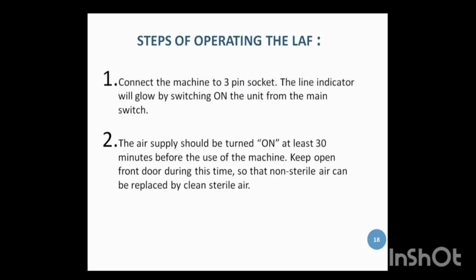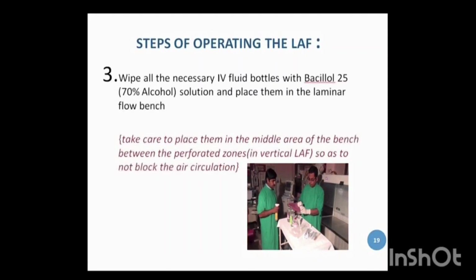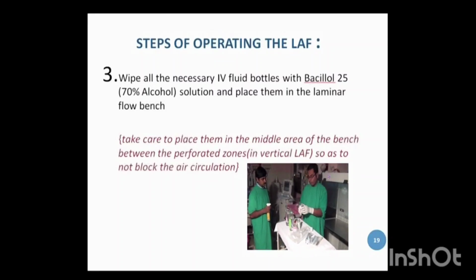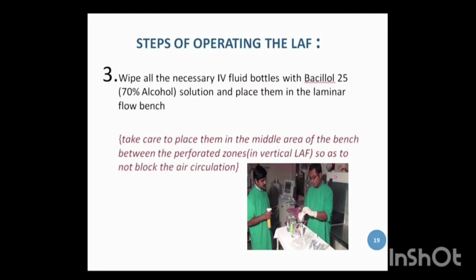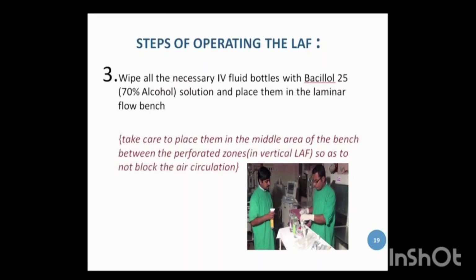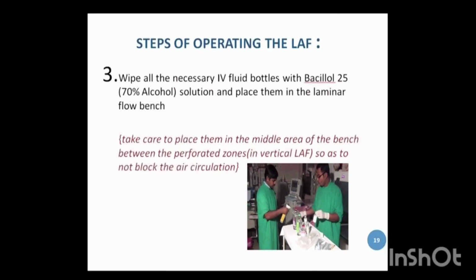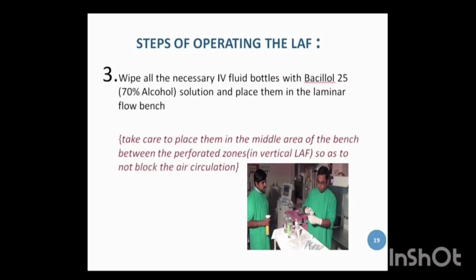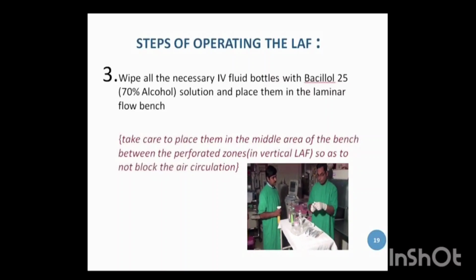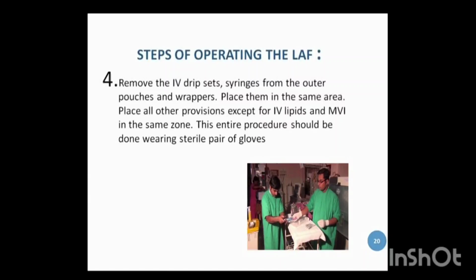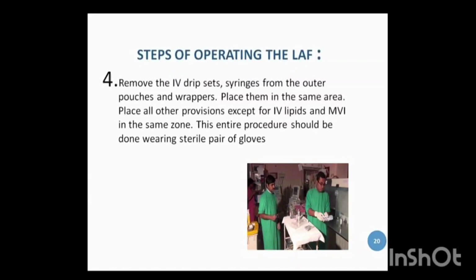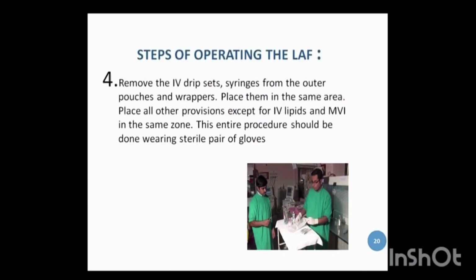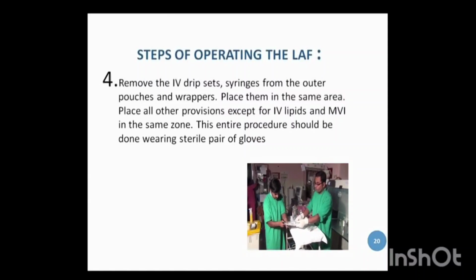The next step is wiping off all necessary IV fluid bottles with Bacillol 25, which is basically a 70% alcohol solution, and placing them in the laminar flow bench. Take care to place them in the middle area of the bench between the perforated zones in case of a vertical laminar flow, so as to not block the air circulation. Step number 4 is to remove the IV fluid drip sets and syringes from their outer commercial pouches and wrappers. Now place them in the same area within the laminar flow.